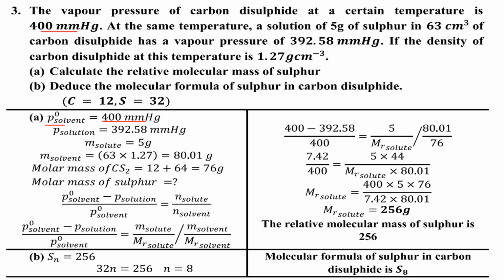Now you are being told that at the same temperature, a solution of 5 grams of sulfur. Now this means that this is the mass of the solid. That's why it's written here, mass of the solid is equal to 5 grams. So that's how you extract data. Now it was given in 63 centimeters cubed of carbon disulfide has a vapor pressure of this. So vapor pressure of the solution, because they talked about solution here, is 392.58 millimeters of mercury. Now if the density of carbon disulfide is 1.27 gram per centimeters cubed, Roman number 1, you are prompted to calculate the relative molecular mass of sulfur.